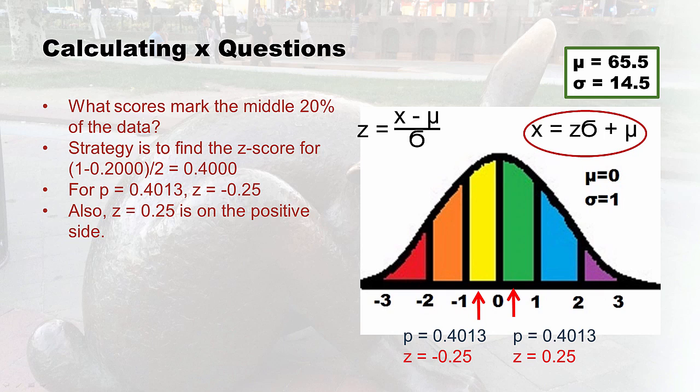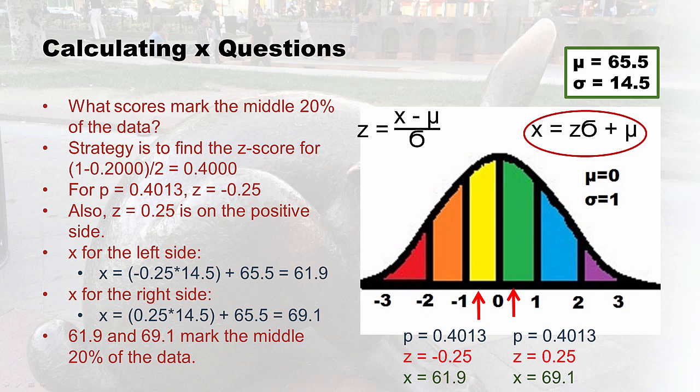So once you've figured out both of the z's, the z on the left and the z on the right, you just have to put them through the equation. So for the left side, we use the negative z, and for the right side, we use the positive z, and that's how we get our limits. So what scores mark the middle 20% of the data? 61.9 and 69.1. Isn't that weird how that worked out? But anyway, 61.9 and 69.1 mark the middle 20% of the data. I totally didn't do that on purpose. It just worked out that way.